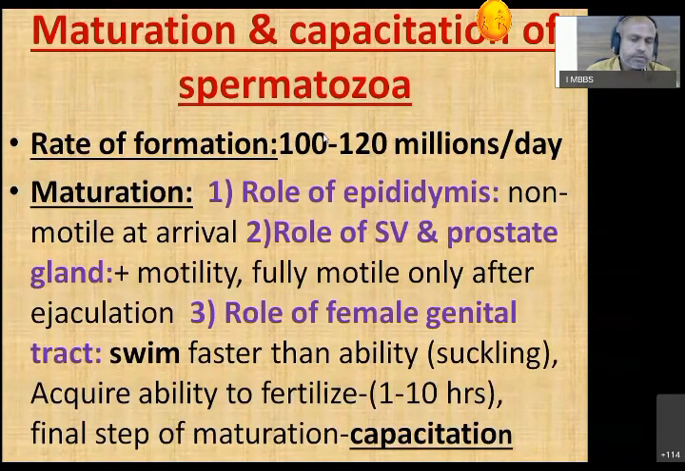Maturation and capacitation of spermatozoa. The rate of formation is about 300 million per day. Maturation, role of the epididymis: the sperms which are delivered in the lumen of the seminiferous tubule are non-motile. They get fully matured and become motile in the epididymis only after a stay of 1 month. Role of seminal vesicle and prostatic fluid in the maturation or capacitation. Capacitation is the capacity to penetrate the ova. They become fully motile only after ejaculation.